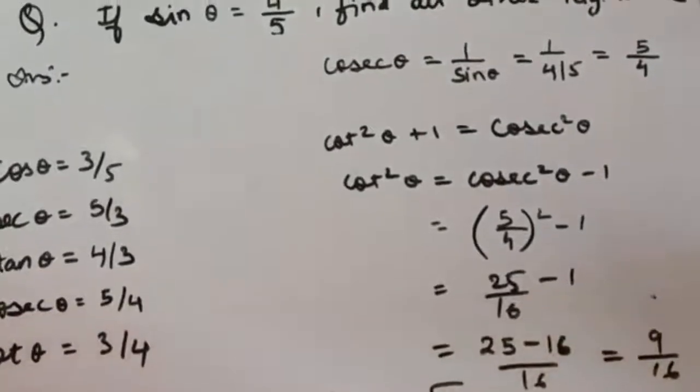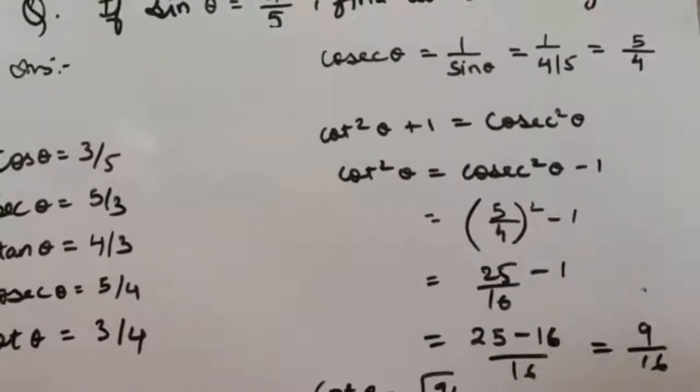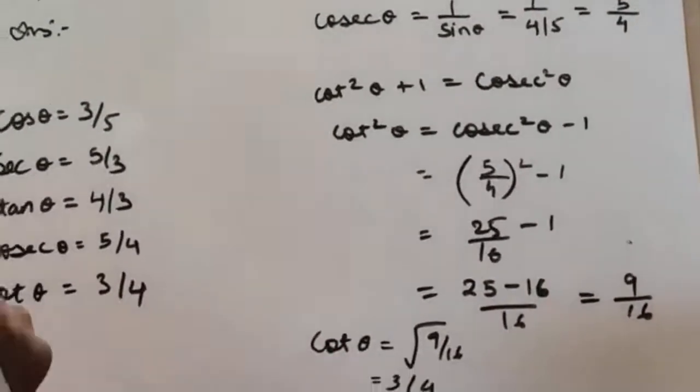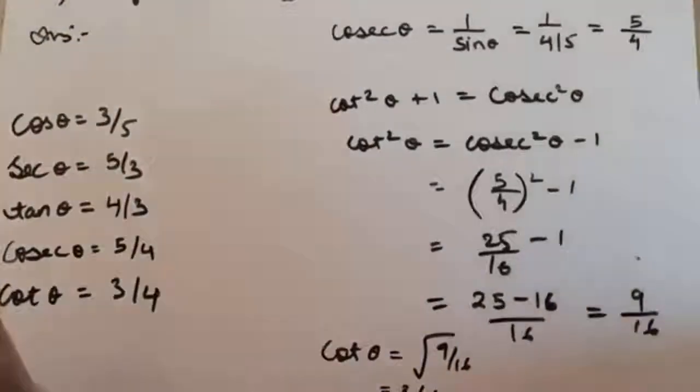So in this way we have used trigonometric identities to find all the trigonometric ratios where we had only one trigonometric ratio, that is sin theta. Okay, hope you all have understood the trigonometric identities.